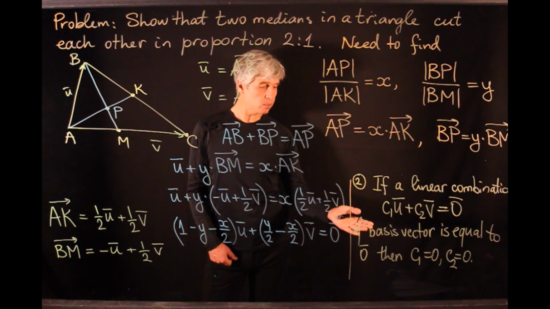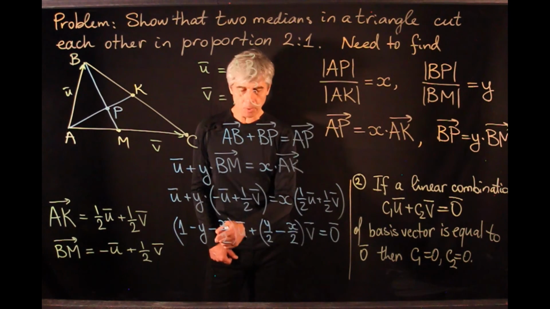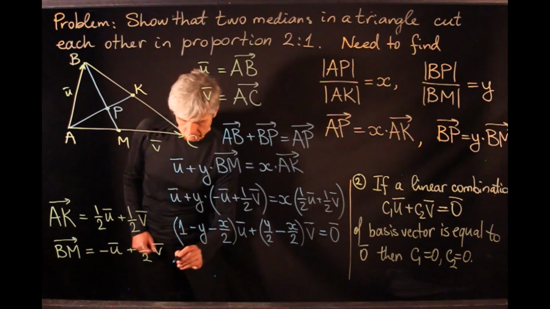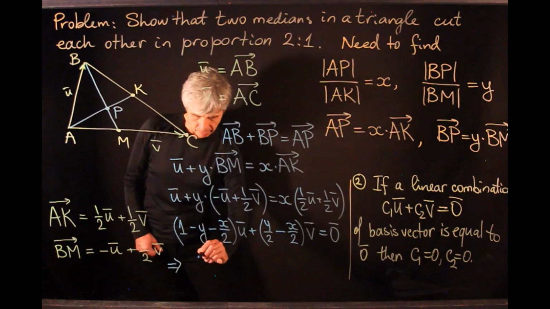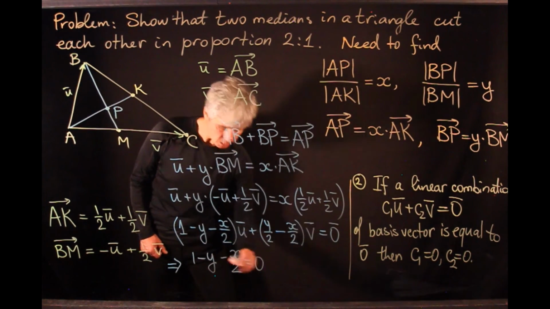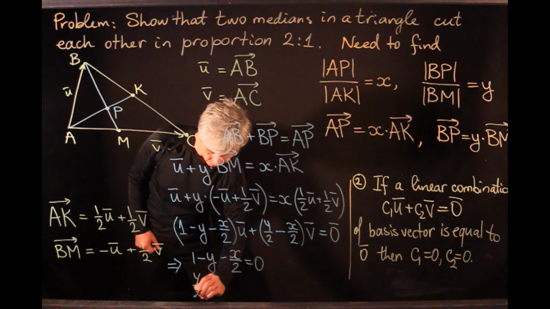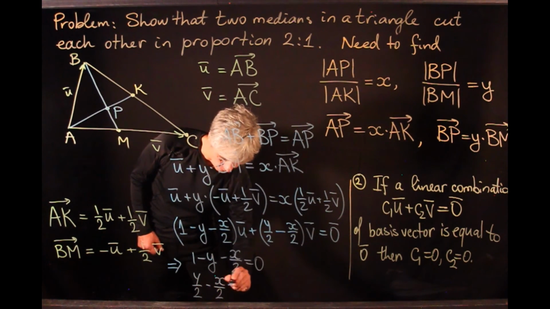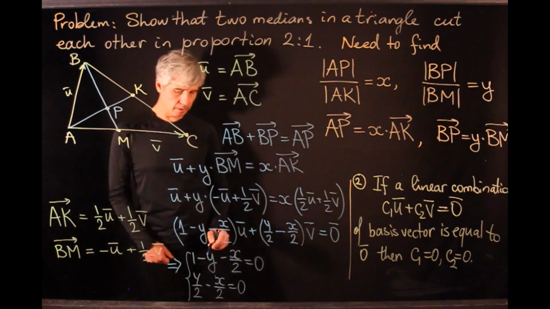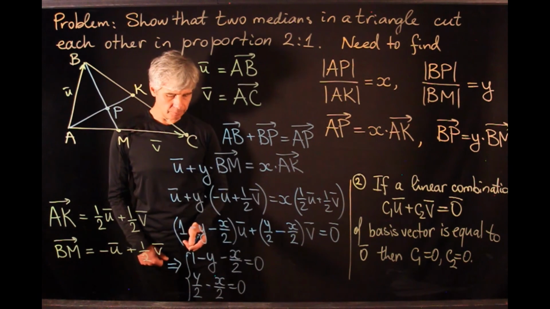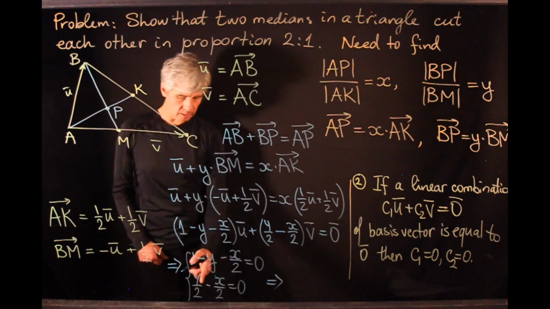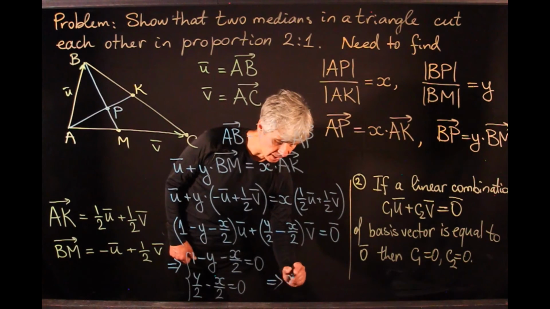So the only conclusion that we can make here is that both coefficients in front of our basis vectors must be zero. So from here, we conclude that 1 minus y minus x over 2 must be equal to 0, and y over 2 minus x over 2 must be equal to 0 as well. Now, we get essentially a system of two equations with two unknowns. Here it's very easy to solve because the second equation just tells us that x must be equal to y.